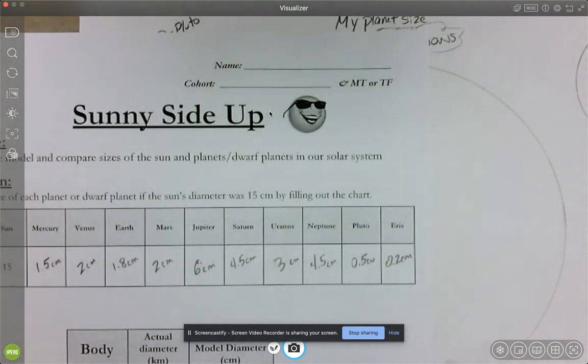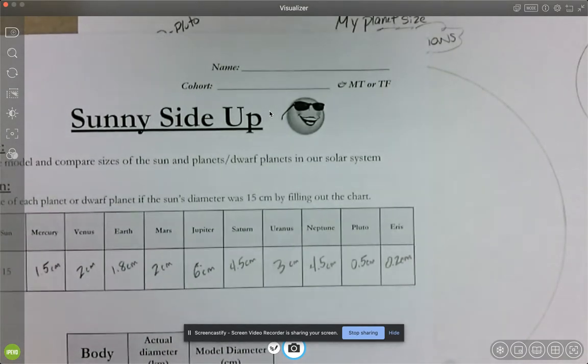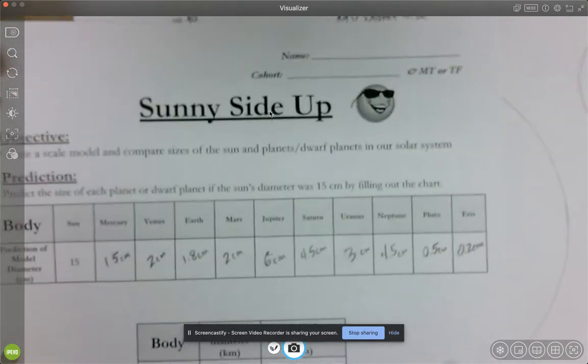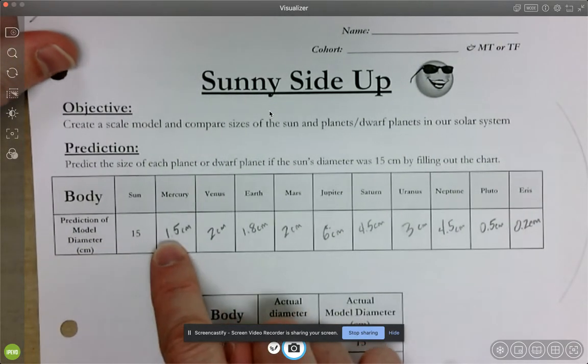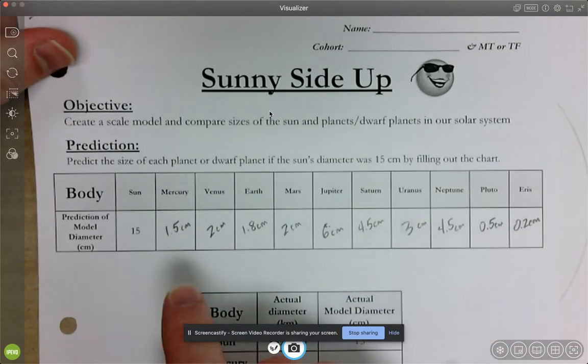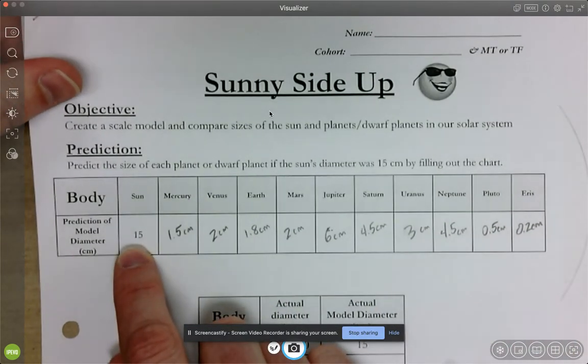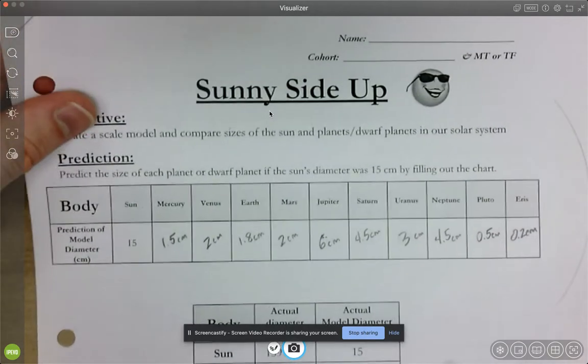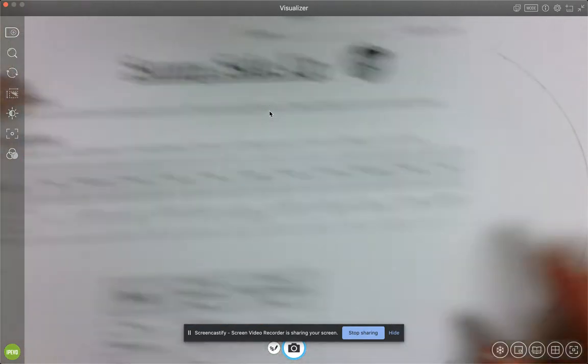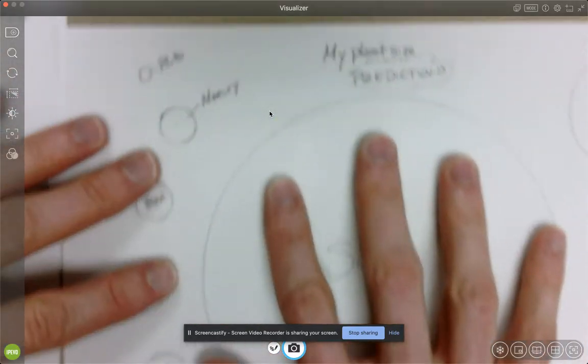Hey students, this video is just to clarify a few questions that you might have on the Sunny Side Up activity. In class together, I had you first predict what you felt the sizes of these planets would be compared to a sun that would be 15 centimeters in diameter. And then I had you practice using your compass, drawing these size circles. So first we have our 15 centimeter sun.